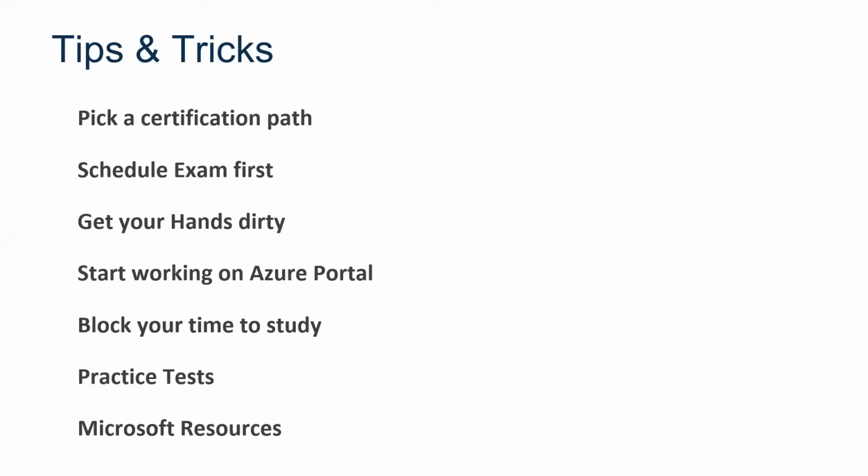Point number one is to pick a certification path. You need to review the Microsoft certifications and pick one as per your role and requirement. A few months back, my requirement was to clear the security certification because my company needed a security engineer. That's why I made a plan and chose AZ-500 for my exam. Next, schedule the exam first. Yes, you have to schedule your exam and prepare for it. After scheduling an exam, it motivates you to meet your deadlines.